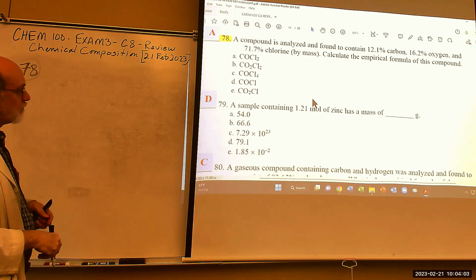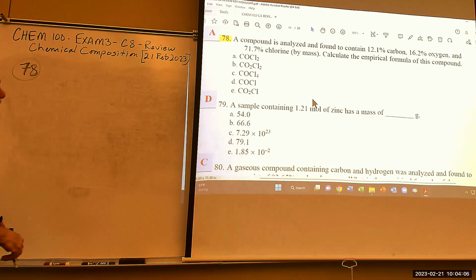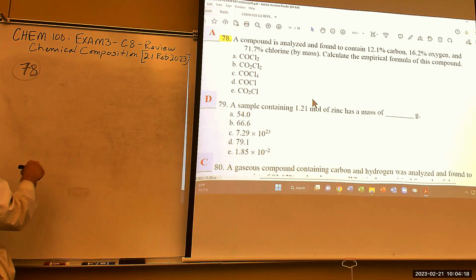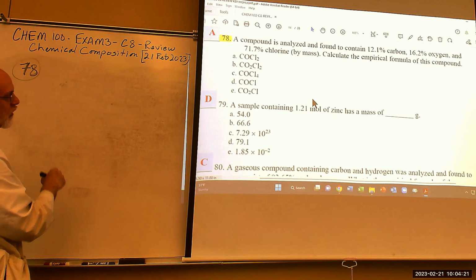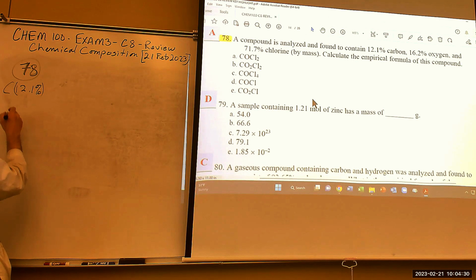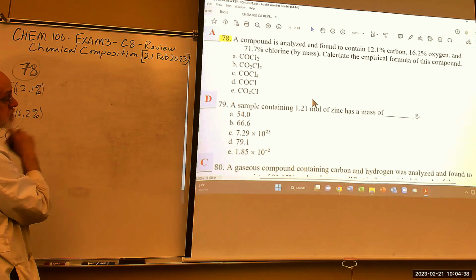78. A compound is analyzed and found to be 12.1% carbon, 16.2% oxygen, and 71.7% chlorine. What's the empirical formula? Right? We did one of these for acetylene earlier. So I'll set it up for you. But I might as well go through the whole thing. 12.1% carbon. So there's carbon, 12.1%. Oxygen is 16.2%. And chlorine is 71.7%.